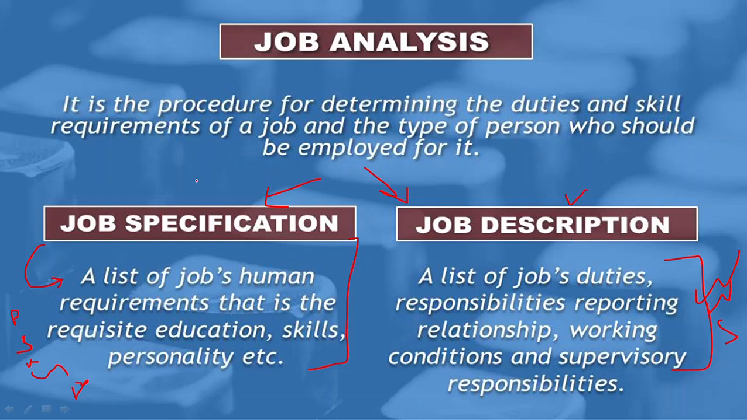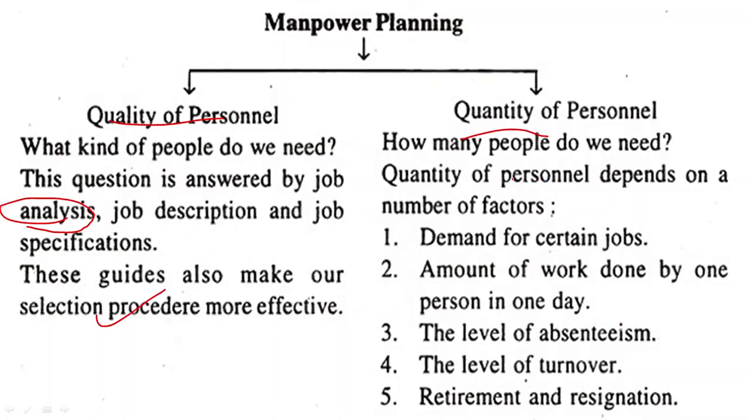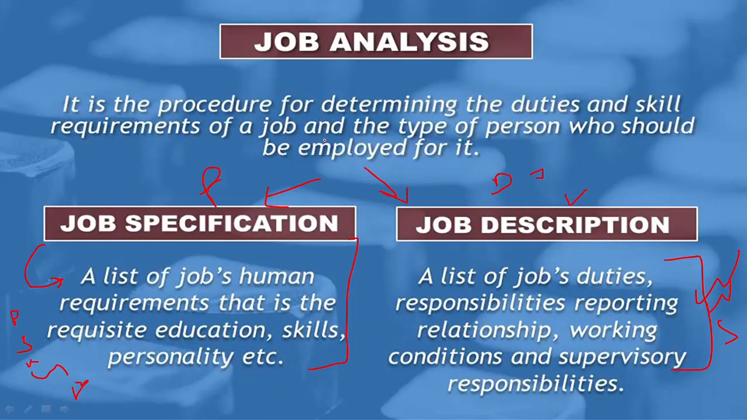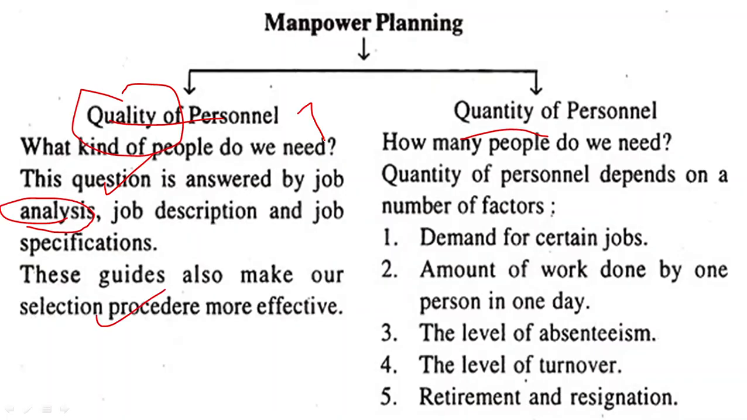So that is the difference between the two: job specification talks about the person, his qualification, his skills, his education level, and job description talks about the job role. What will be your job role, who will be your superior, what will be your responsibilities, what will be your working conditions. So this quality aspect you can analyze through job analysis, that what kind of people do we need. You can look into the job specification and job description while selecting a person.